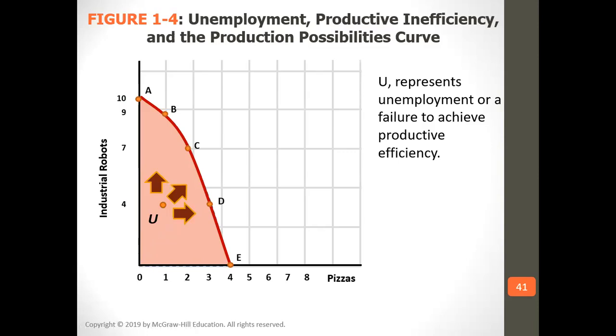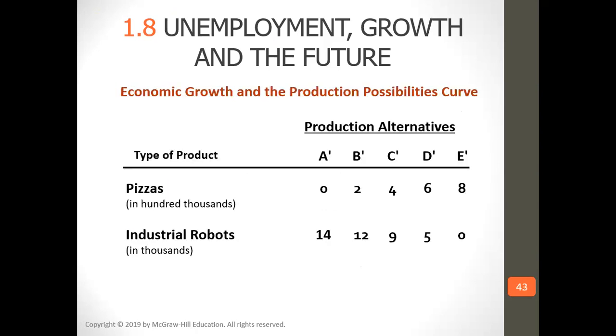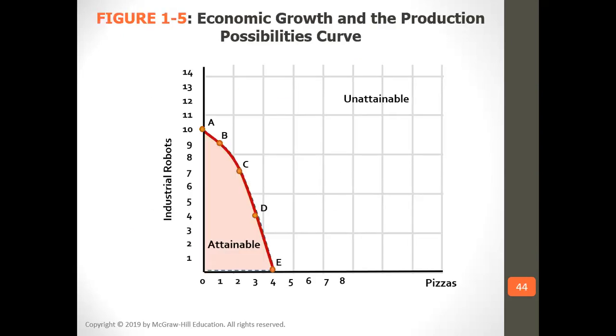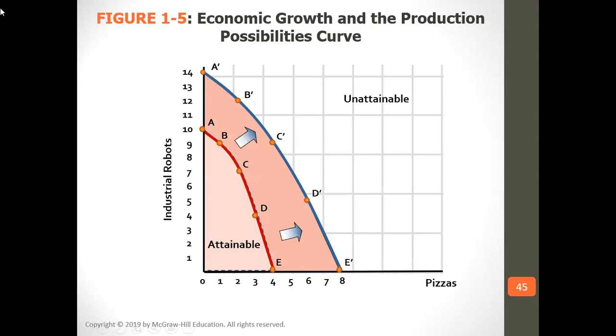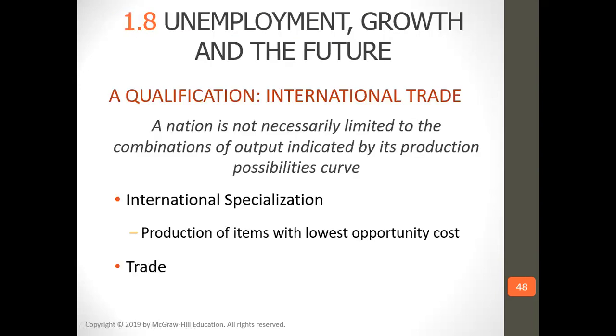So right there, that's when there's unemployment or inefficiency. If you're below the line, there's inefficiency slash unemployment. And then a growing economy has increases in factor supplies, improved factor quality, and technological advances, which shift out the PPC. This is another good example. When the line shifts out like this, it is economic growth. Anything to the right of the line is attainable now, up to the new blue line, so you have enough resources to get there. This is economic growth, increase in employment, and you can afford more stuff, basically.